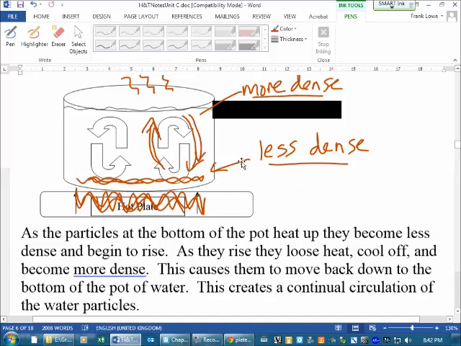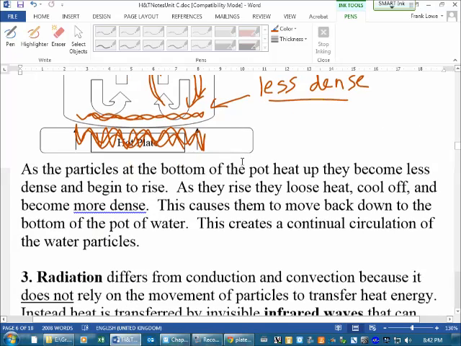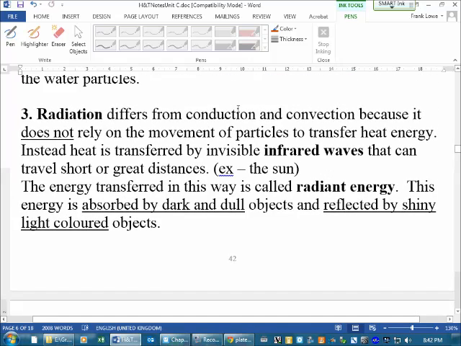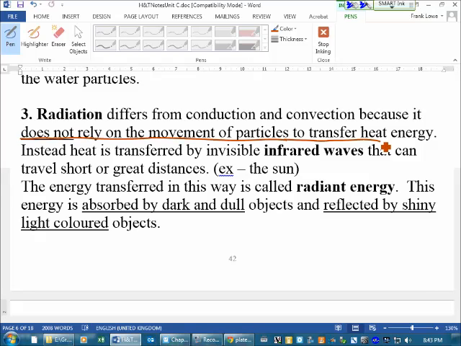So we got conduction, convection, and the last one is radiation. So radiation is different from the other two because it does not rely on the movement of particles to transfer heat. I'll underline that too. Okay, it does not rely on particles. So the heat doesn't go from particle to particle. There's no convection currents involved here, anything like that.